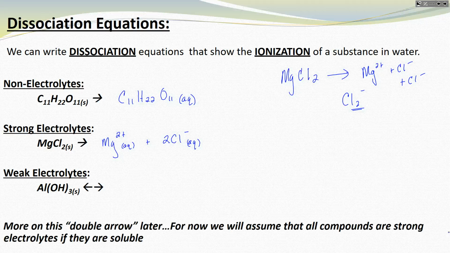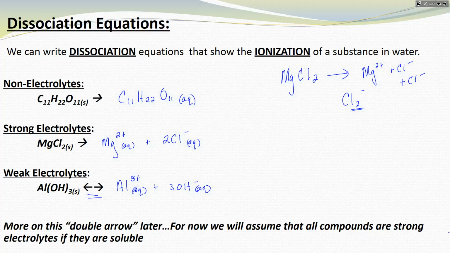Now, a weak electrolyte is the same idea as a strong electrolyte. The only difference is it doesn't completely dissociate, and you get this double arrow. So if I break apart aluminum hydroxide, I'm going to get an aluminum ion, Al3+, aqueous. And we're going to make 3 OH-, so I'm going to put 3 OH- ions, like so.